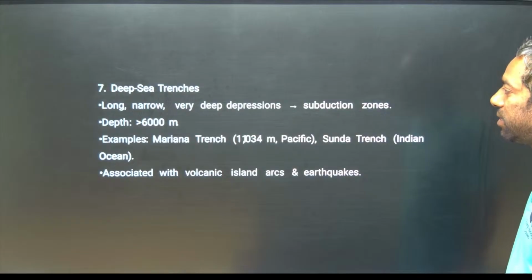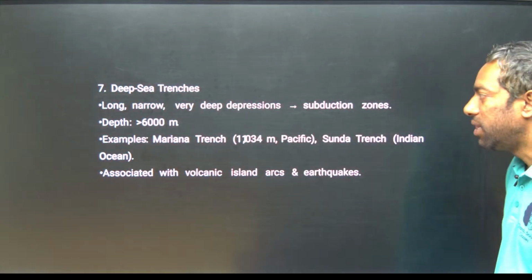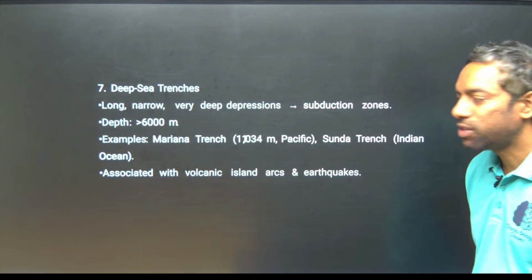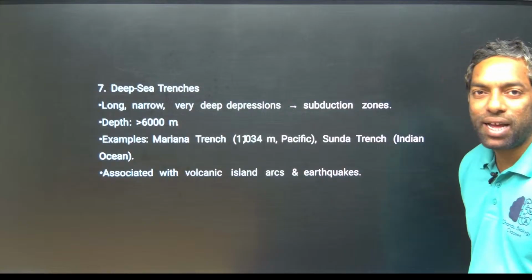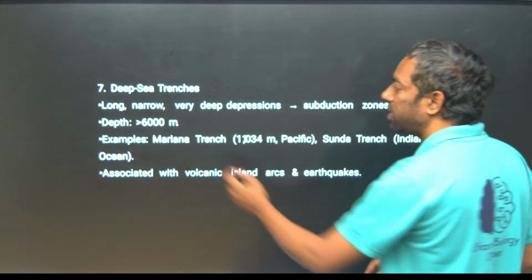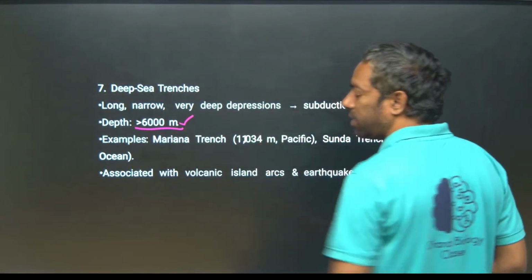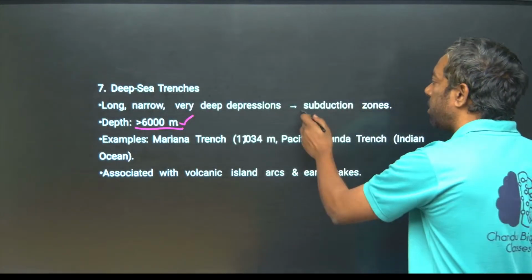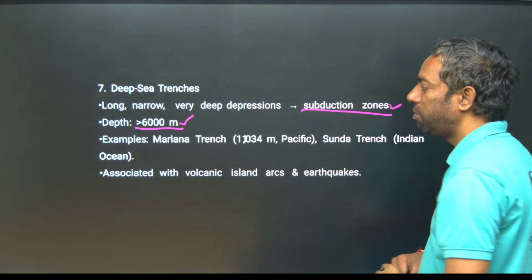Deep sea trenches are long, narrow, very deep depressions. Where are they located? In the subduction zones. They can ask you about the depth, more than 6,000 meters, in a subduction zone.